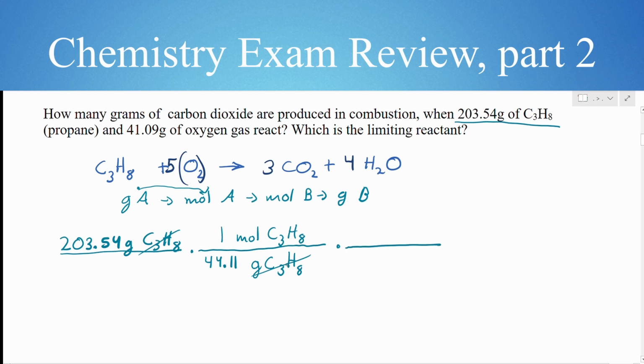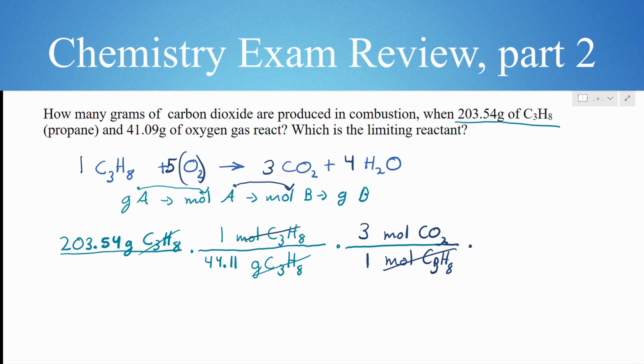Next, we want to convert this moles of propane to moles of B, so the moles of carbon dioxide. So moles of propane will go on the bottom, and moles of carbon dioxide will go on top. Now, when we are converting moles of one thing to moles of another thing, we're going to use the balanced equation, which is going to tell us the ratio between carbon dioxide and propane. So we see here that with 1 mole of propane, we have 3 moles of carbon dioxide. Okay, so I'm just going to plug in the numbers right here. Now our moles of propane are going to cancel out because one is on the top and the other is on the bottom.